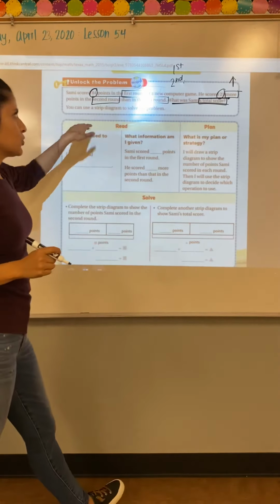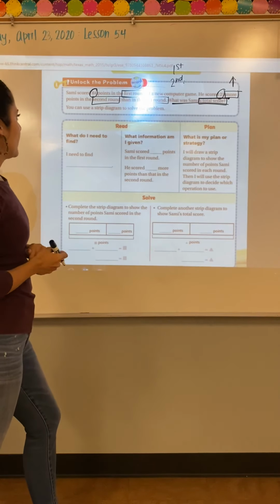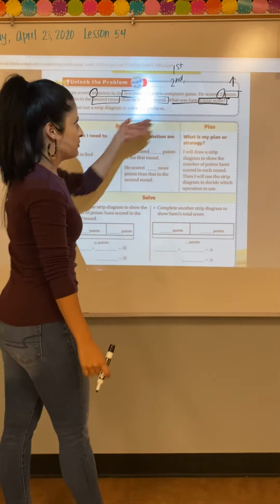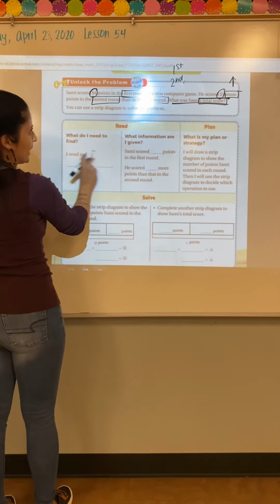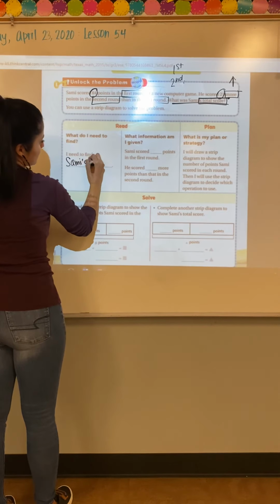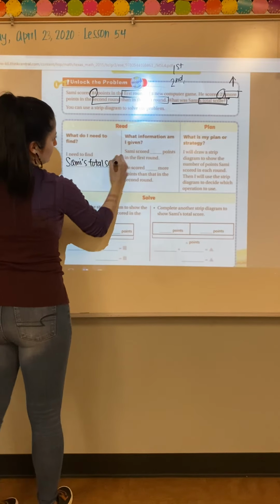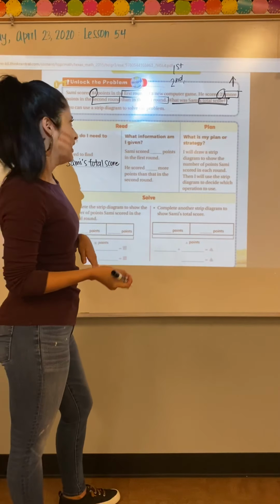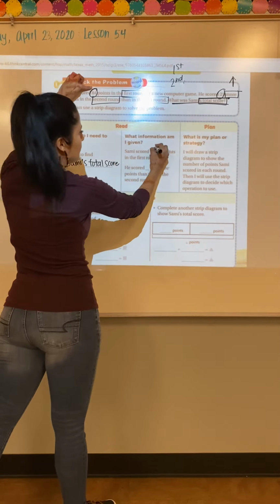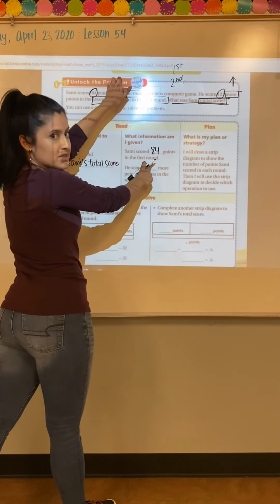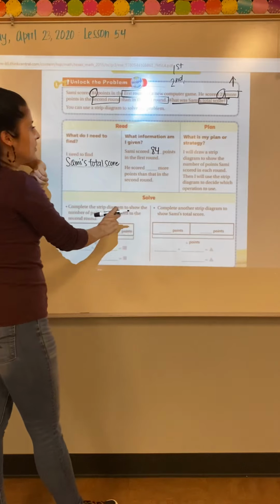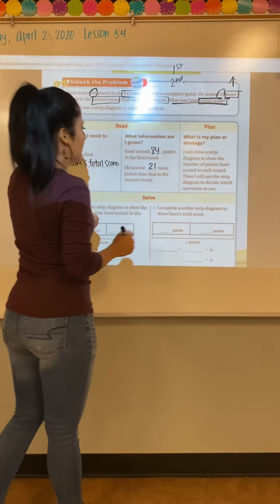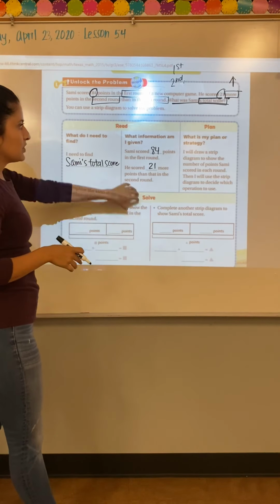Okay, we can use a strip diagram to solve this problem. Let's ask ourselves first, what do we need to find? What is the end goal? Well, we want to figure out what was Sammy's total score. So I need to find Sammy's total score. Okay, the next thought we should be asking ourselves is, what information are we already given? Well, we know that Sammy scored 84 points in the first round. That was given in that first sentence. Also, Sammy scored 21 more points than that in the second round. That was all given to us.